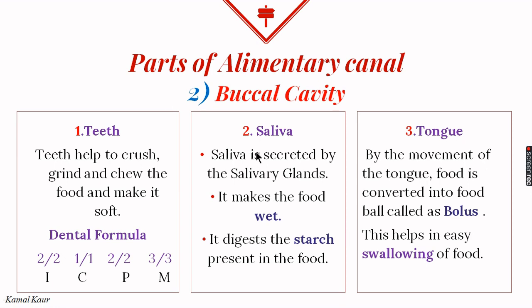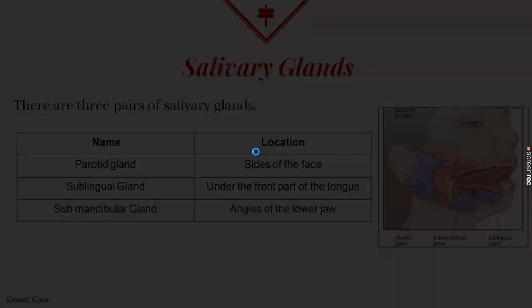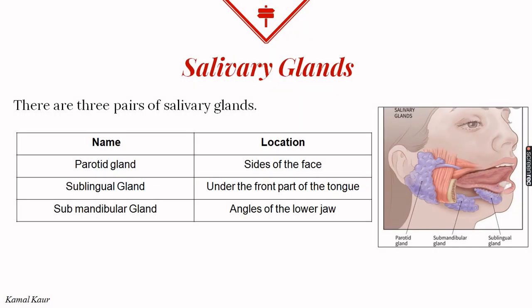We will learn more about saliva, which are secreted by the salivary glands. Now there are three pairs of salivary glands. First pair is located at the sides of the face and it is called as parotid gland.